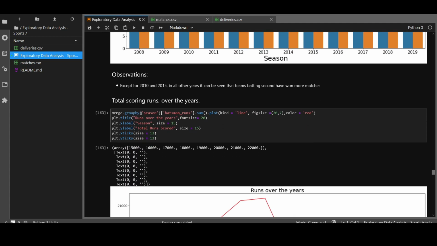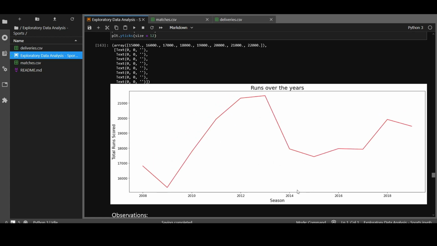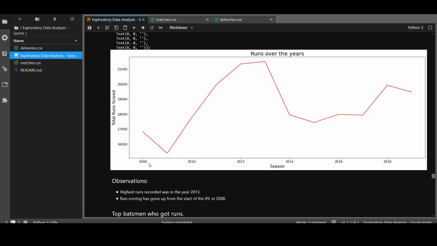Total runs scored over the years. These are the seasons, and this is total runs scored. So this is how the graph looks. Initially we can say that the highest run total recorded was in 2013. The run scoring has gone up after 2008. Initially in 2008 the runs were here, now it's here, so it's a pretty big leap.